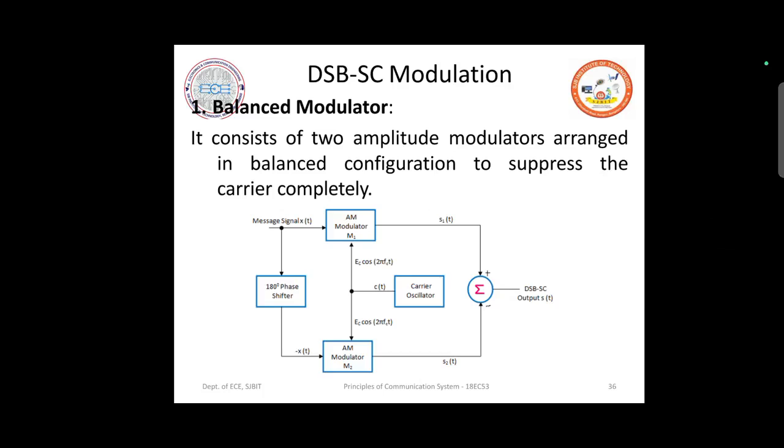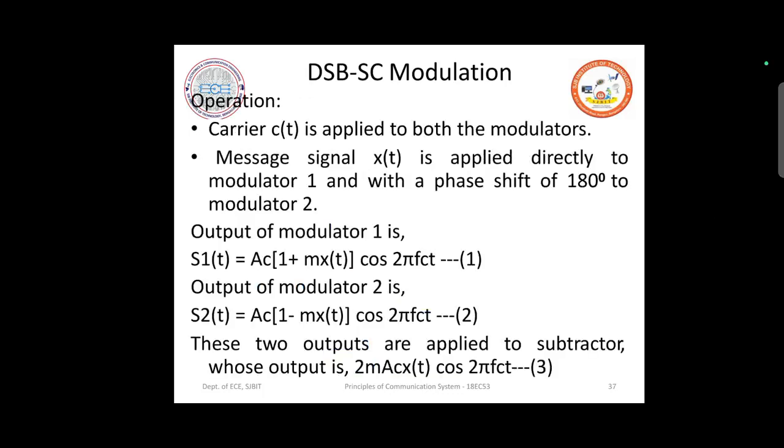Okay, now if you try to see what is happening, s1 of t will have Ac into 1 plus m times x of t cos 2 pi fct. Other one will be Ac into 1 minus m times x of t into cos 2 pi fct. So when you take the subtraction of these two, what you are getting is 2m times Ac times x of t into cos 2 pi fct.